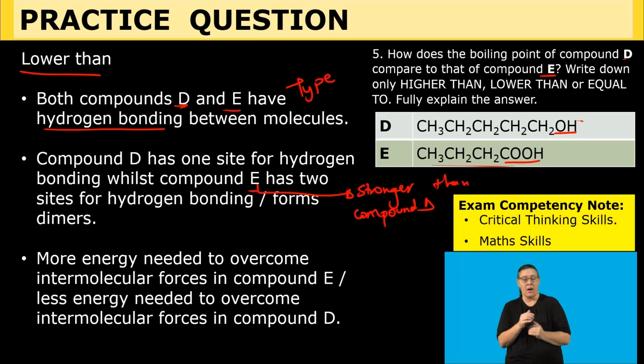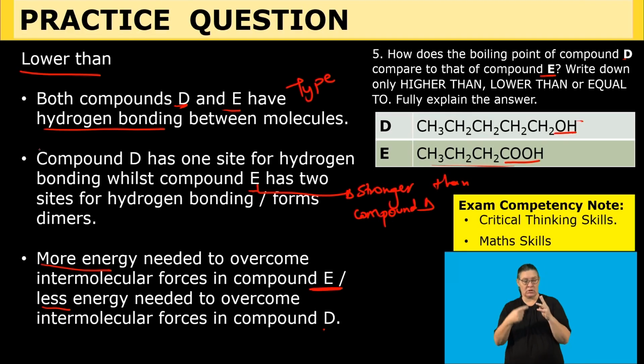And because of that, more energy is going to be needed to overcome the intermolecular force in compound E. Or we can also talk about the other one to say less energy is going to be needed to overcome the intermolecular force in compound D. So compound E will require more energy to overcome the intermolecular forces within itself, and compound D will require less energy to overcome those intermolecular forces found within that alcohol. So that's how we are going to be structuring our response.